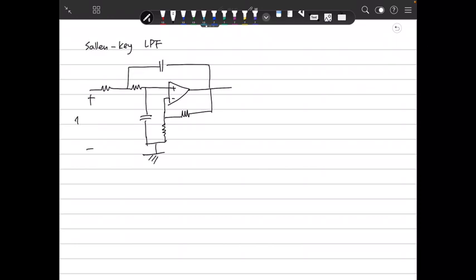So we define this as V in, and this as V out. The variables are defined: this is C, and the value is R and C, and R, that is (A minus 1)R. So we have unknown variables, design factors R, C, and A. So using these variables, we can design the Sallen-Key low-pass filters.